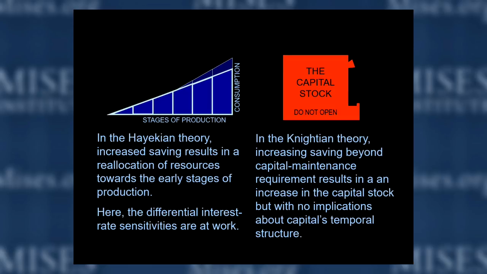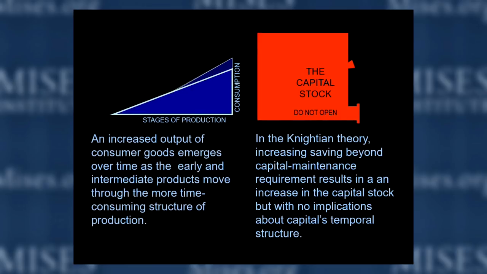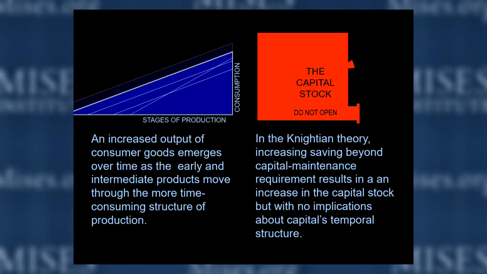In Knightian theory, increasing savings beyond capital maintenance requirements results in an increase in the capital stock, but with no implications about capital's temporal structure. That's what's lame about this. You can get a big capital stock, but it's not spread out just right. An increase in output of consumer goods emerges over time as the early and intermediate products move through the more time-consuming structure of production. So now that you have saving, you can increase faster.